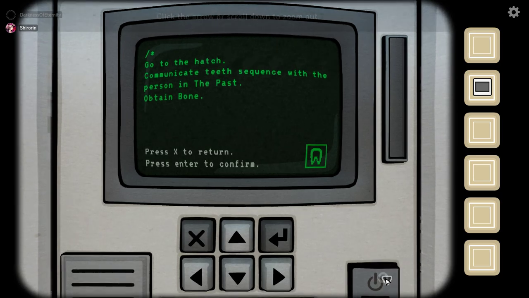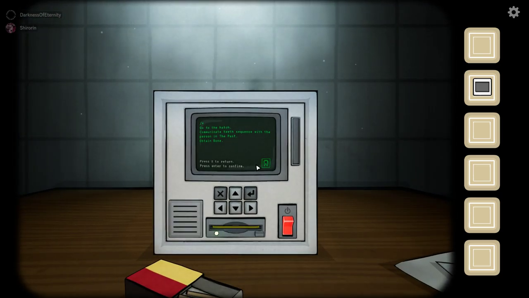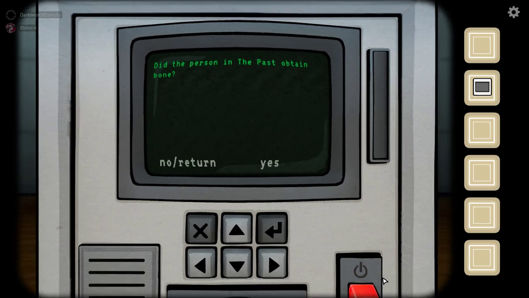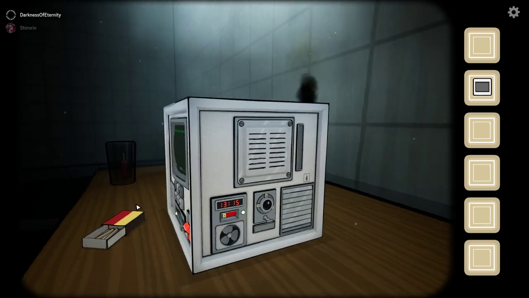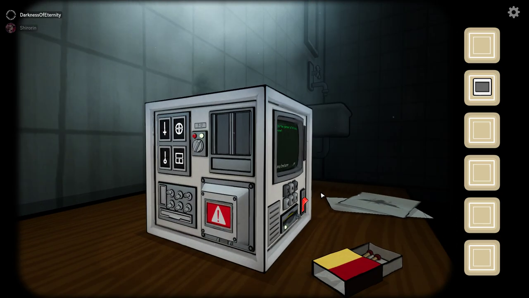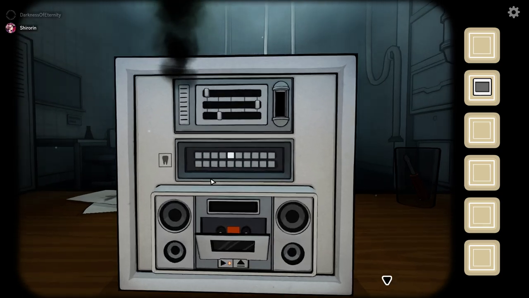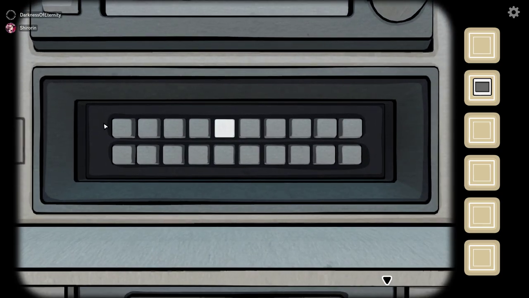Press X to enter. What? Did the person in the past obtain the bone? So, on the box, there's like the 2 rows of 10 switches each. Remember that? Okay. Yeah, on the box. You have to tell me which one's flashing. 4, 5. 5 on top. Okay, the bottom one, second one.